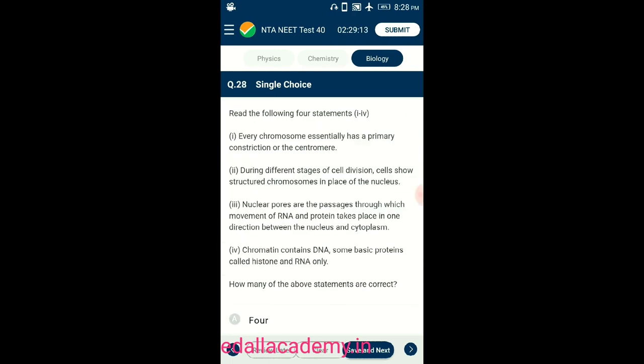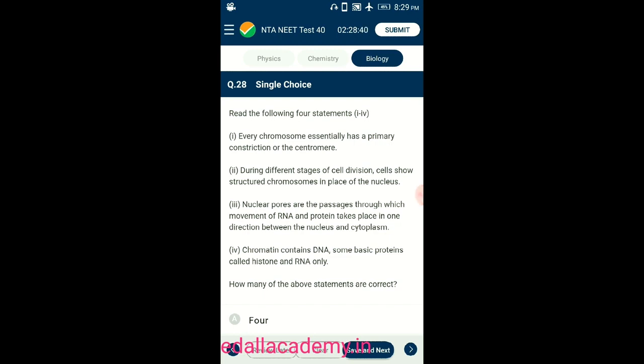Question number 28. Read the following 4 statements. From that, how many of the above statements are correct? Statement 1. Every chromosome essentially has a primary constriction or the centromere. Statement 1 is correct. Statement 2. During different stages of cell division, cells show structured chromosomes in place of the nucleus. So the second statement is also correct.